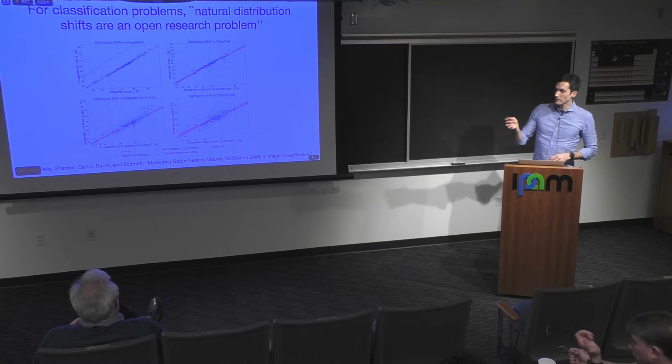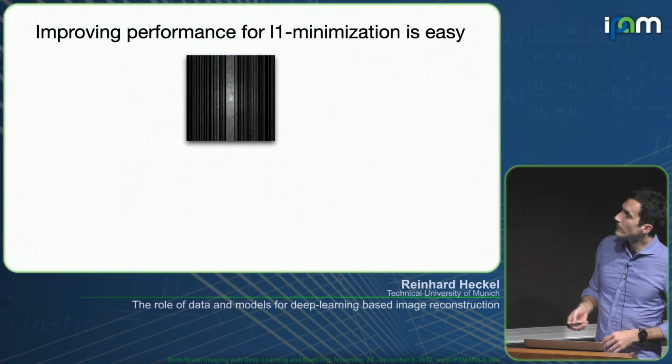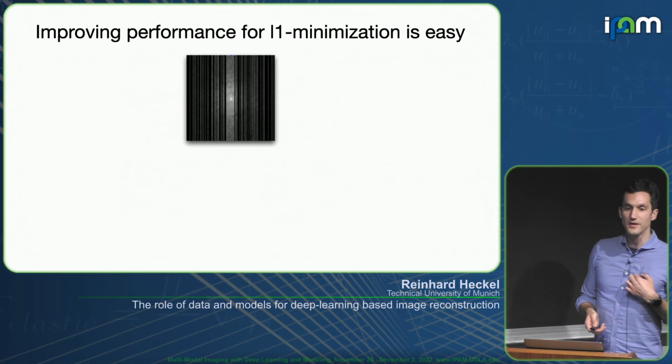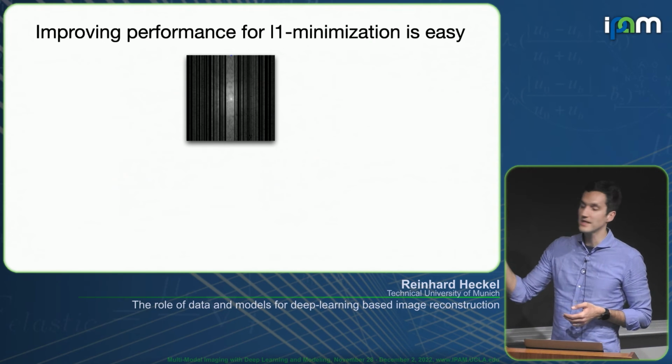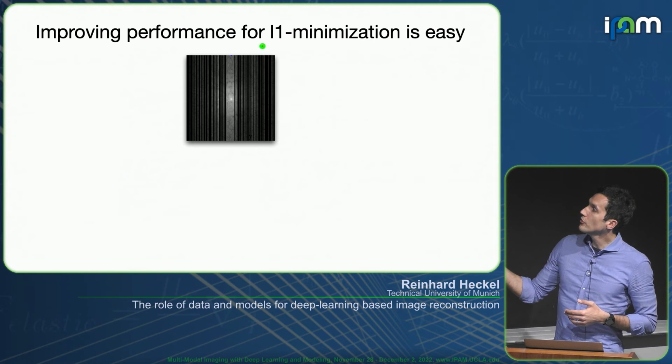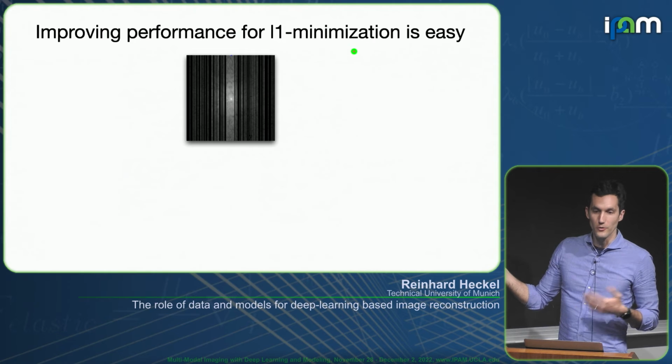But it turns out that for prediction problems, it is a very difficult problem. For image reconstruction problems, it is a much easier problem, as you mentioned, so probably you were thinking about that. So for L1 minimization, it's actually really easy to improve the performance. So how do you do that?